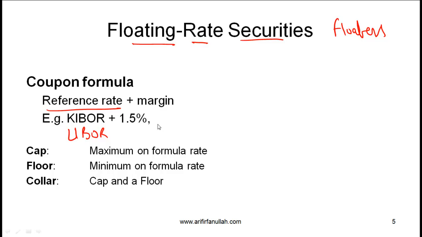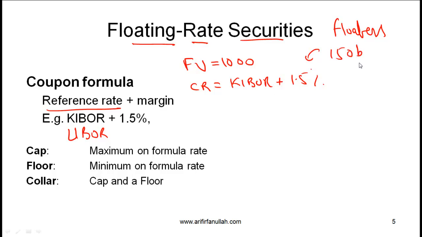So in essence, with a floating rate security, you might say that the face value is equal to 1000 and the coupon rate is equal to KIBOR plus 1.5%, or sometimes this is expressed in terms of basis points. So this could be KIBOR plus 150 basis points. The idea being that, let's say you have a 3-year bond, and let's just make it 6 periods. So 0, 1, 2, 3, 4, 5, 6.